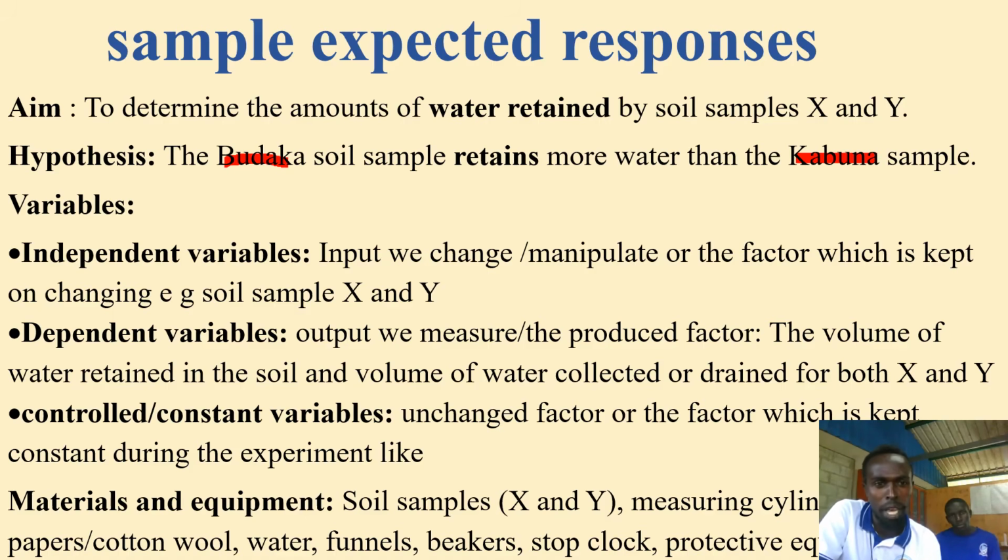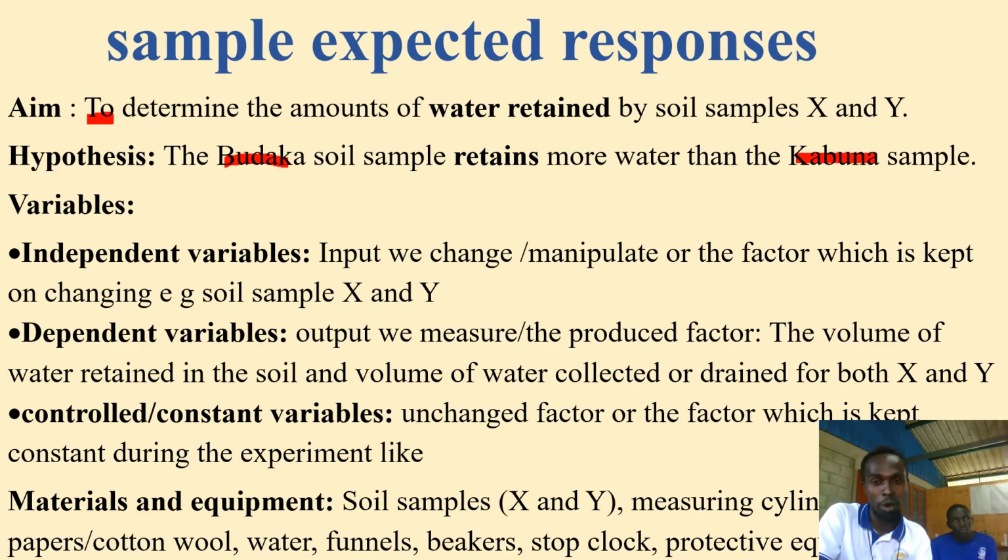Members, when you talk about aim, we want you to always start with paraphrasing. The way you are starting your sentence matters. So now, I recommend you start with the word "to", because you're giving an aim, you're giving an objective, you're answering why. So why? To determine the amount of water retained by soil samples X and Y.